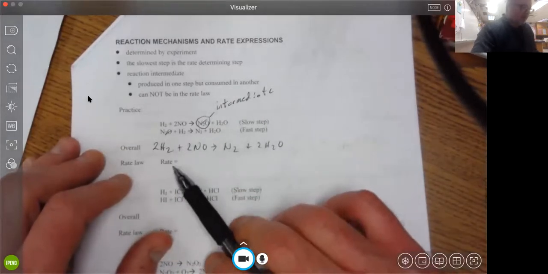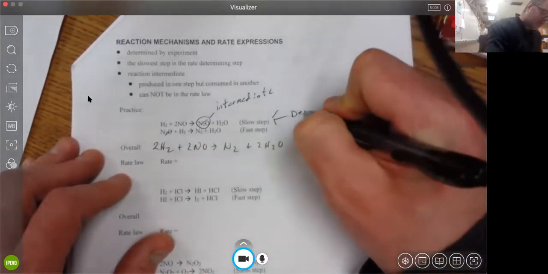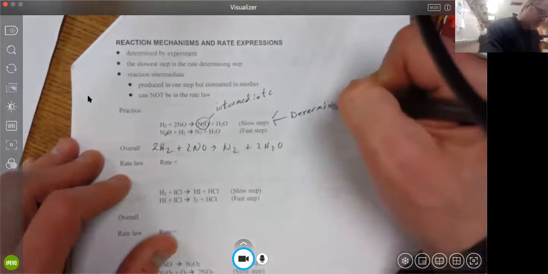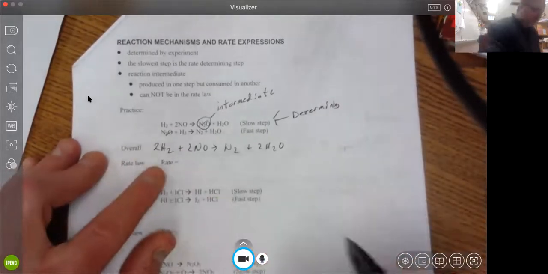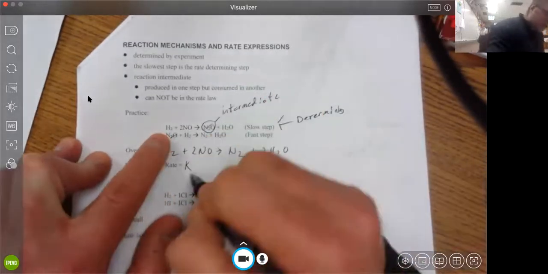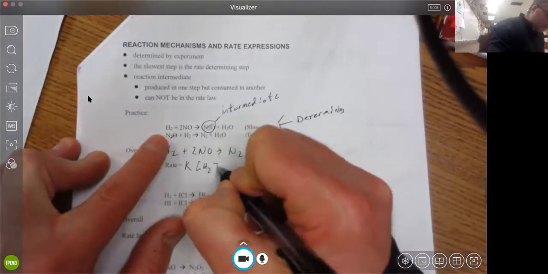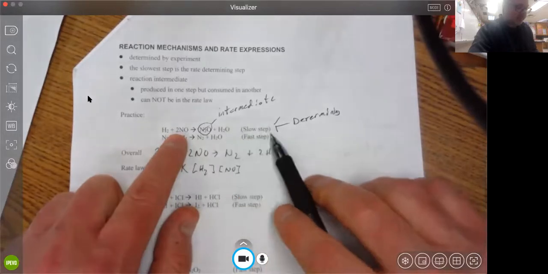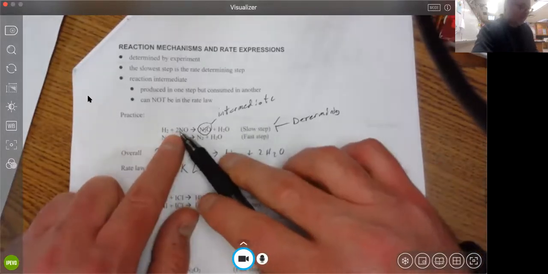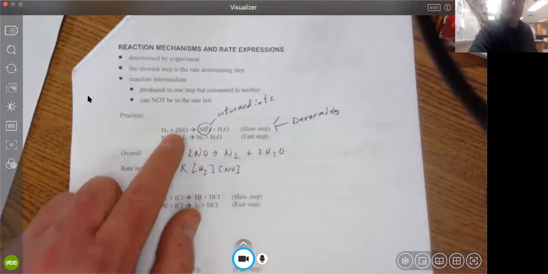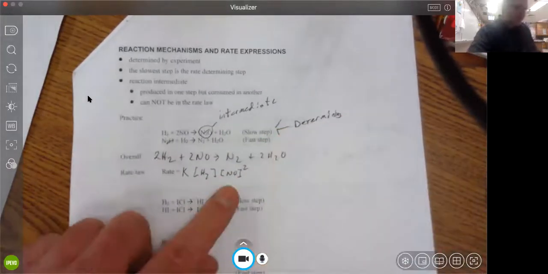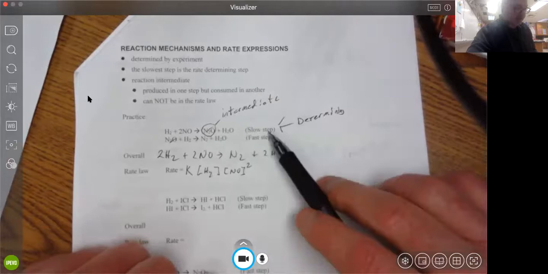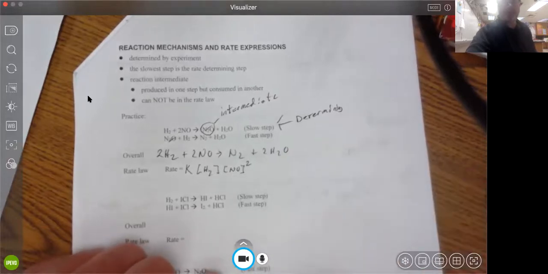To find the rate law, we take the rate determining step and we base it off of that. So the rate equals k times H2 and NO. Now again, since this is an elementary reaction and this is the slow step, we can use this coefficient to figure out the order for this. It's second order in NO and first order in H2. You can only do this if you have the broken down mechanism and you know the rate determining step.